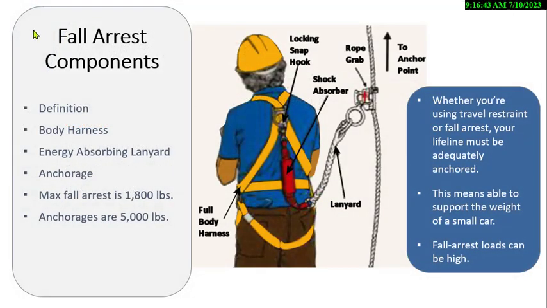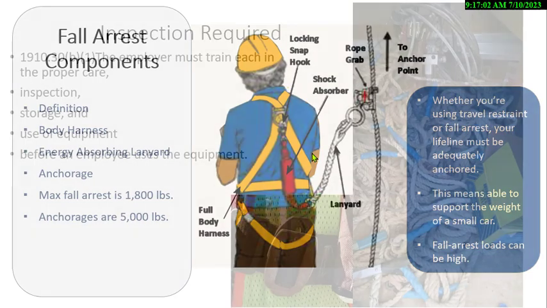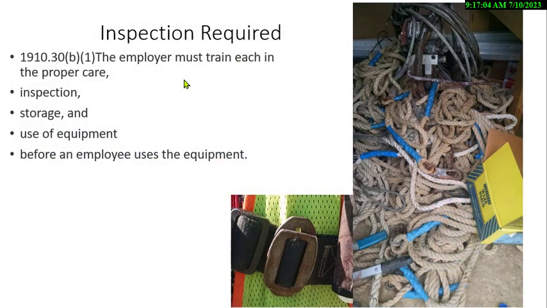So we have the ABCs of fall protection. We have our body harnesses are B. Our anchorage is going to be some anchorage that's going to be solid, like 5,000 pounds. And our connector, our lanyard, is the C part. The maximum fall arrest force per OSHA is 1,800 pounds. Anchorage is supposed to be 5,000 pounds. So a small car it could hold. You have to inspect it. The person who uses it has to inspect it.